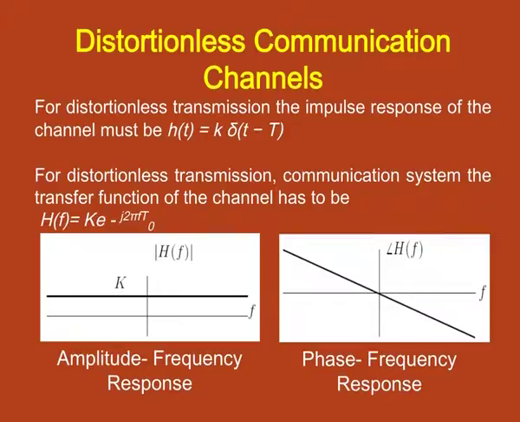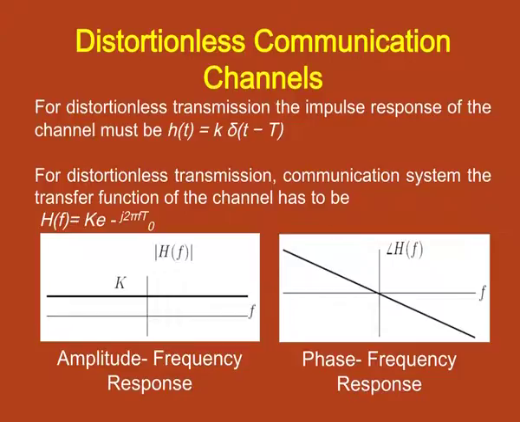For a channel to be distortionless, the impulse response has to be K, which is the constant amplitude scaling, times the impulse at t minus T, where capital T is the time shift introduced by the channel. This can also be represented in transfer function form as K e to the power minus j 2 pi f t naught, where K is the constant scaling for frequency components and e to the power minus j 2 pi f t naught is the component defining the phase.